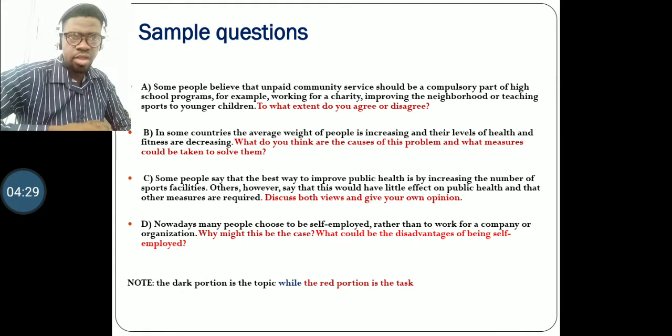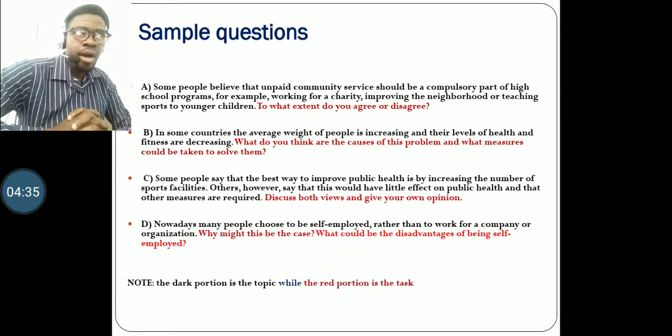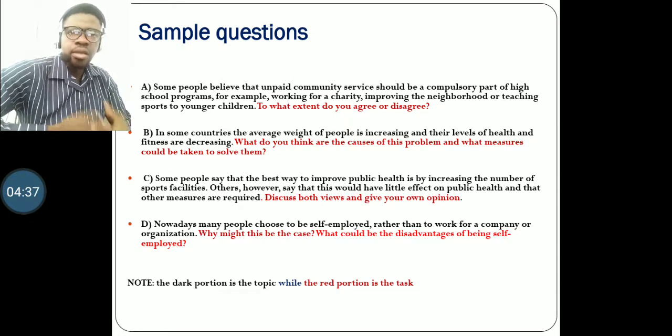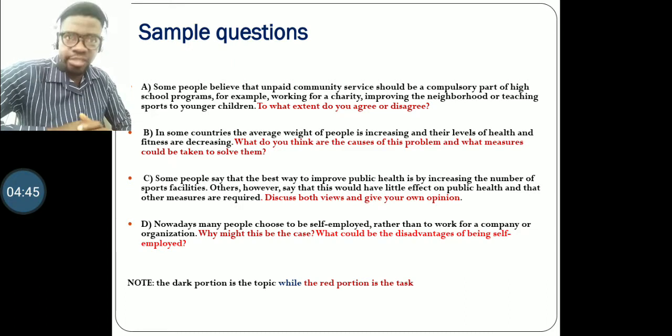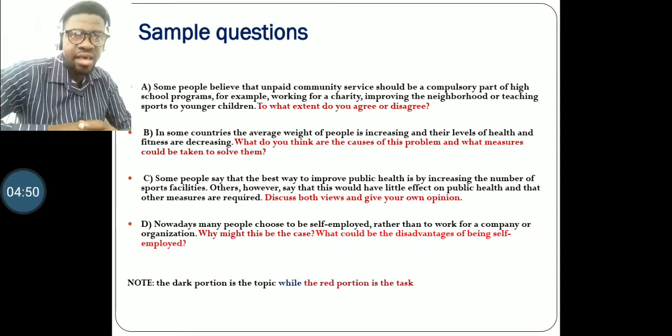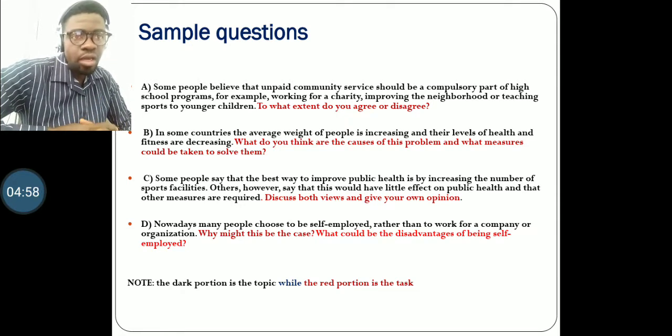You might have another question asking for your opinion, but this time around it's not like you're agreeing or disagreeing. Here you're asked to discuss the view by maybe some people and then give your own opinion too. So you can see that in sample C. Some people say that the best way to improve public health is by increasing the number of sports facilities. Others, however, say that this would have little effect on public health and that other measures are required. Discuss both views and give your own opinion.